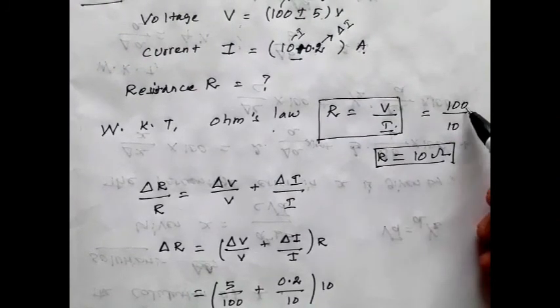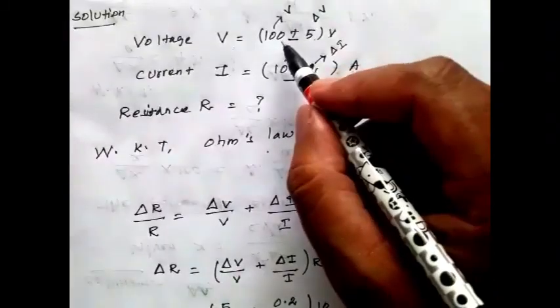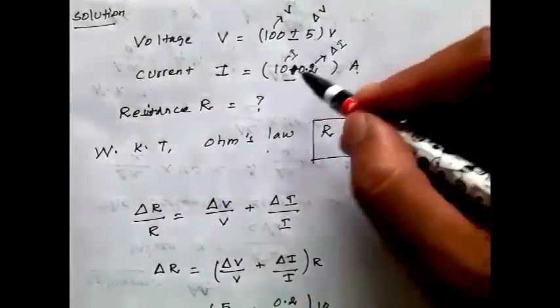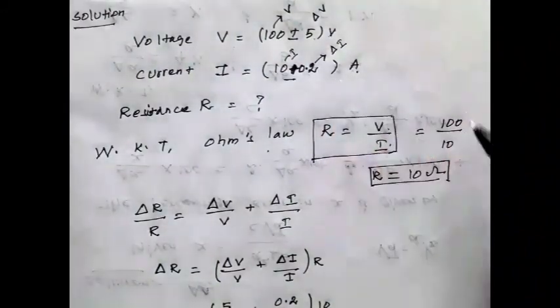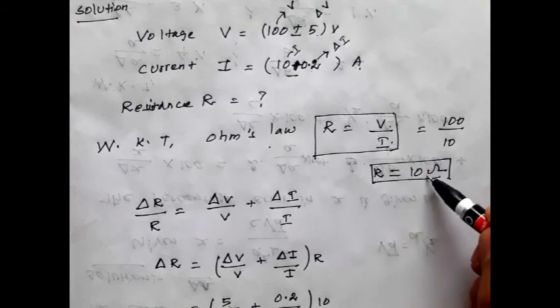What is the value of V without absolute error? That is 100. See the solution. What is the current value without error or absolute error? That is 10. Just divide the values, that is the R value. R is equal to 10 ohm. It's the resistance without error.